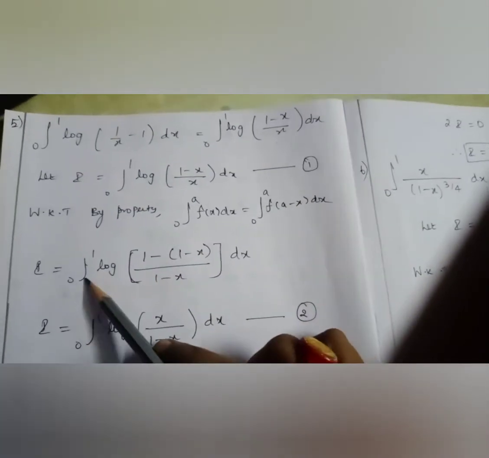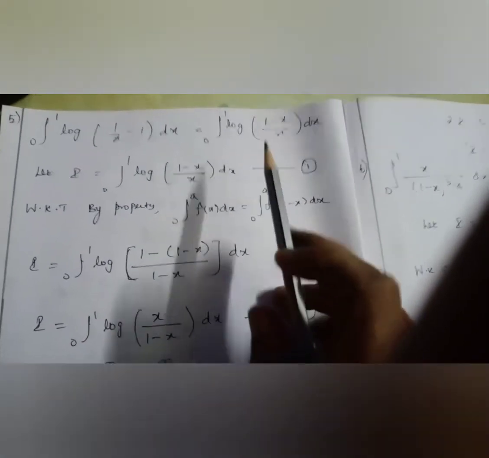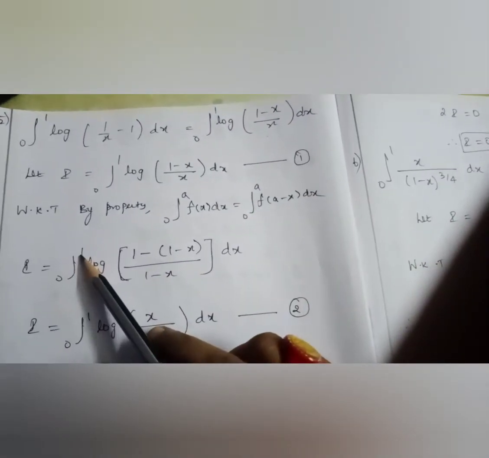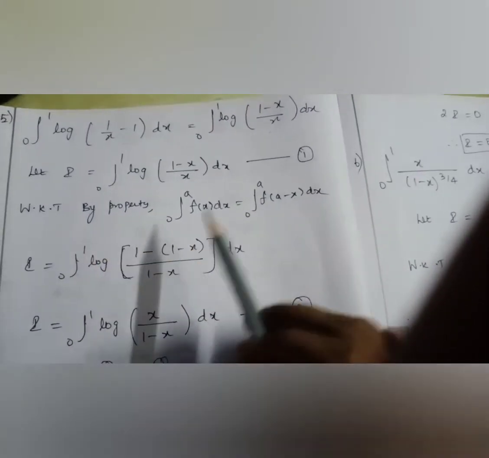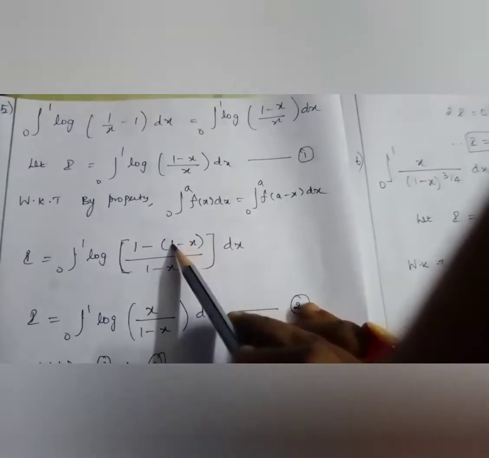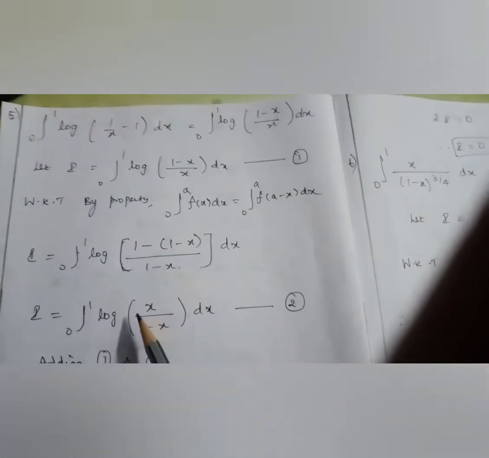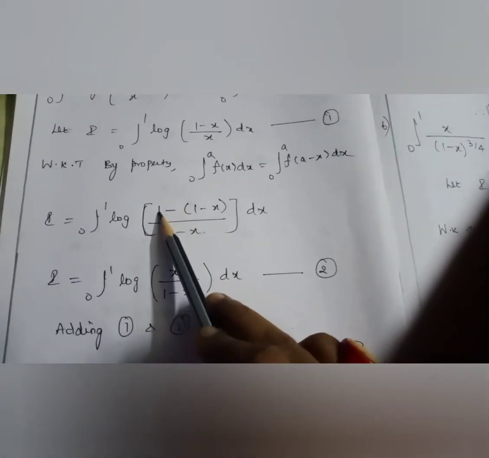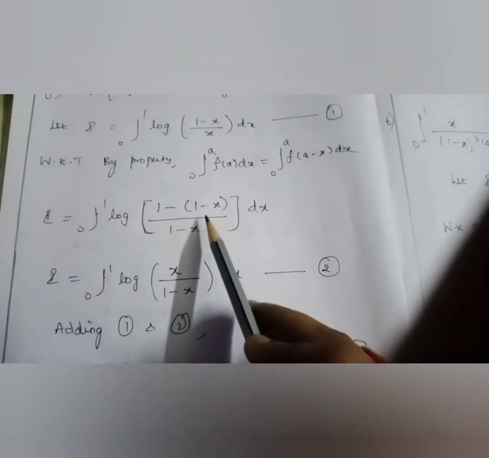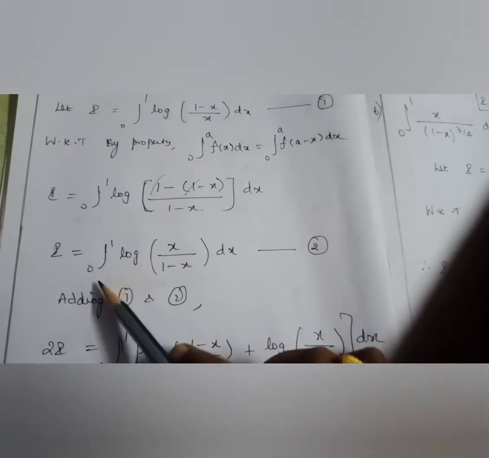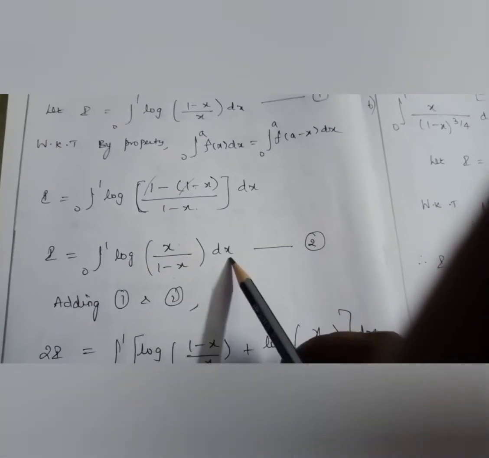So I is equal to integral 0 to 1 log of, wherever x is there, I'll make it as, what is my upper limit here? 1. So 1 minus x. So here x is there, I'll make it as 1 minus x. Here x is there, I'll make it as 1 minus x. Now take this minus inside, no, 1 minus 1, minus into minus will become plus x. So obviously 1 and 1 will get cancelled. So I'll get my new I to be 0 to 1 log x by 1 minus x dx.